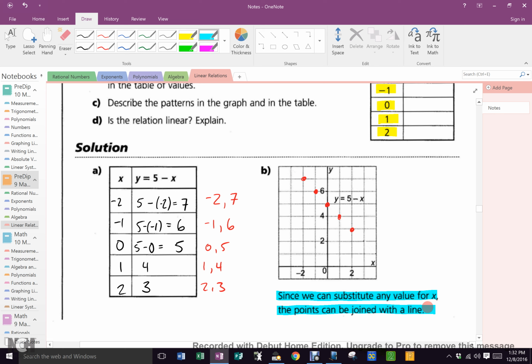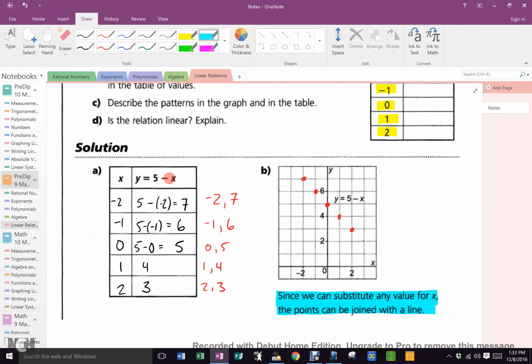Any value for x. Now, the question becomes, how many of you feel you needed this reminder here? A couple of you. Do you understand what that reminder is saying? Can I put any number in for x and subtract that number from 5? I can, can't I? 0.1, okay, 4.9. 0.7, okay, 4.3. 21, okay, negative 16. Any number. That is why we can connect the line.